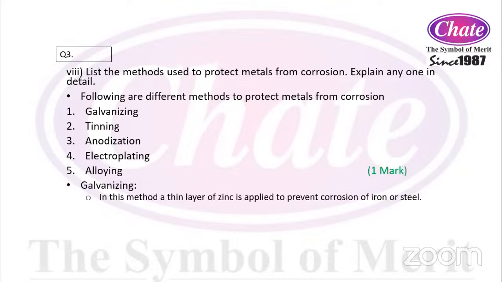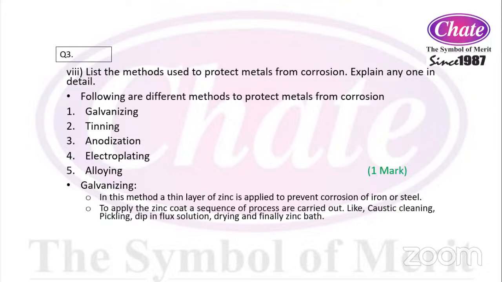Let's see the galvanization. In this method the thin layer of zinc is applied to prevent corrosion of iron and steel. To apply the zinc coat, a sequence of processes are carried out like coating, cleaning, pickling, dip in flux solution, drying, and finally zinc bath. Do not try to attempt the diagram because ये diagrams repetitive है और वो time consuming हो जाएगी 2 marks के लिए.